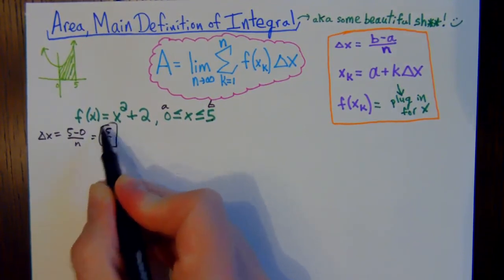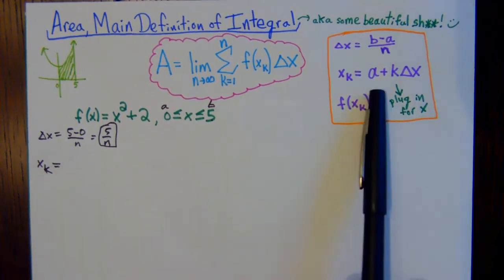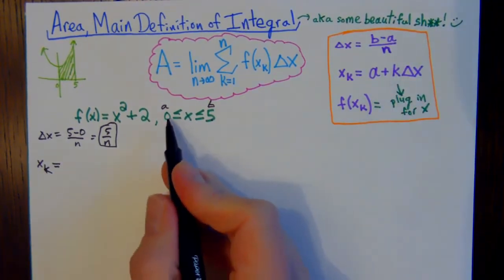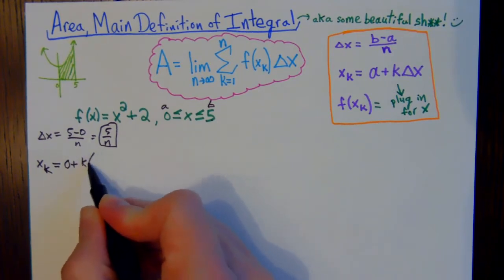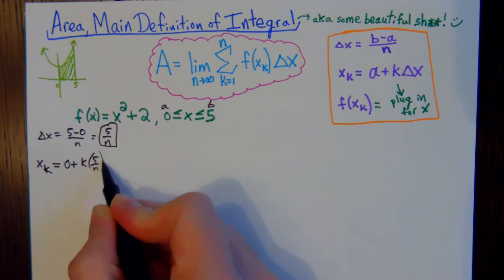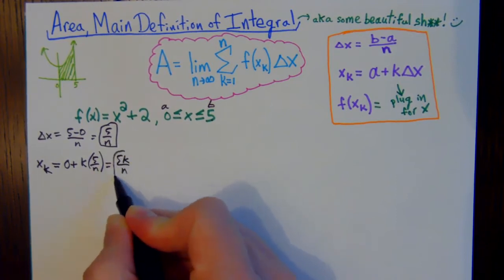There's my delta x. And then the x sub k is always a plus k times delta x. So our a is equal to 0. So we're going to go 0 plus k times that delta x that we just calculated right there. And so that's going to give us 5k over n.